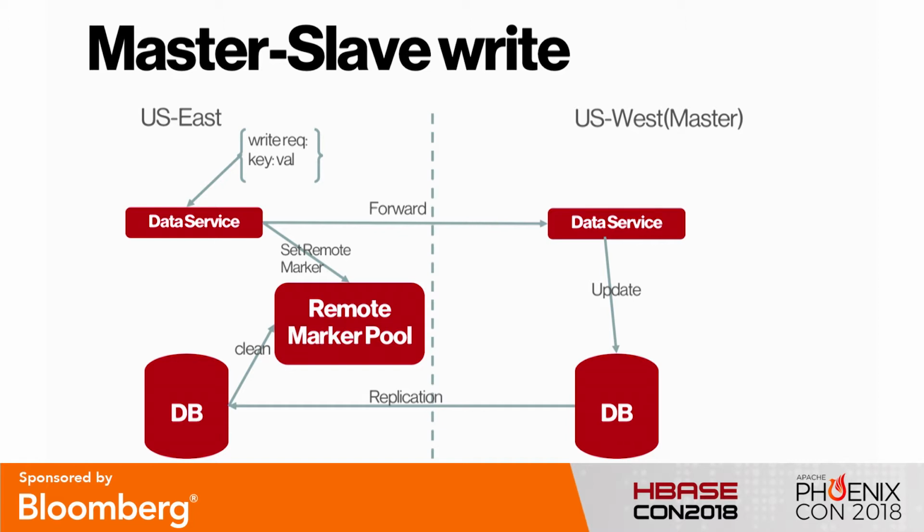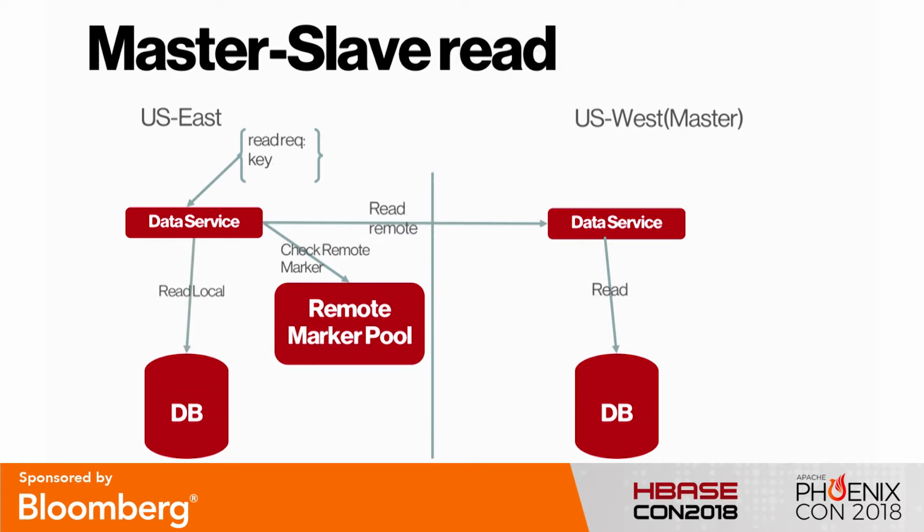Here we have another concept called the remote marker. After the data service gets the response from the remote peer, it will set a remote marker. The remote marker means the related data is actually out of date in the local DB, which will be used in the next read. So in this pattern, when we read, it will first check the remote marker. If the remote marker is set, it means the local DB is out of date, so it will forward the request to US West to read the latest data from the master.